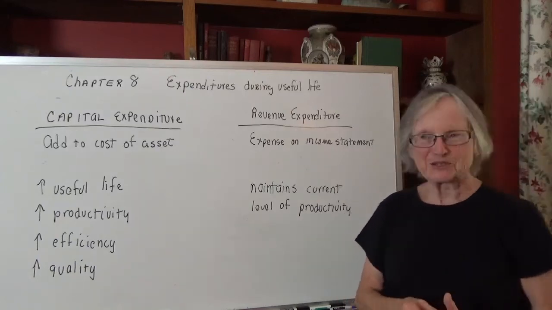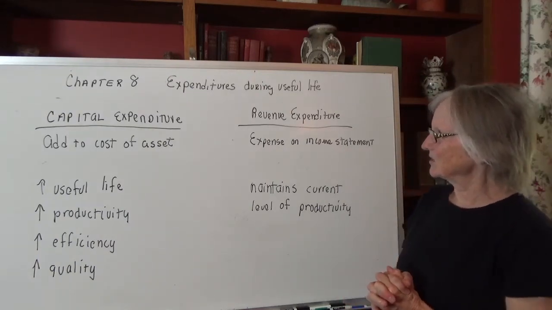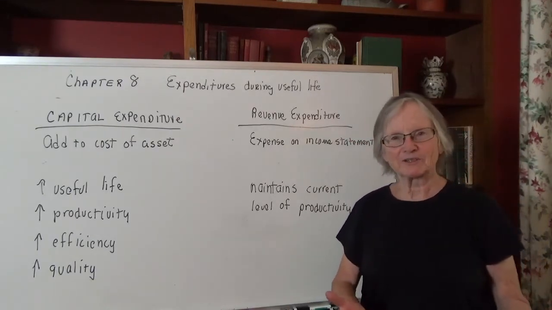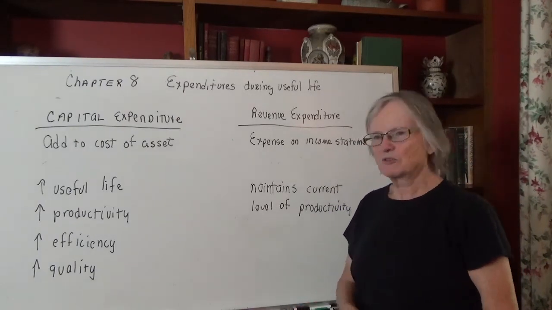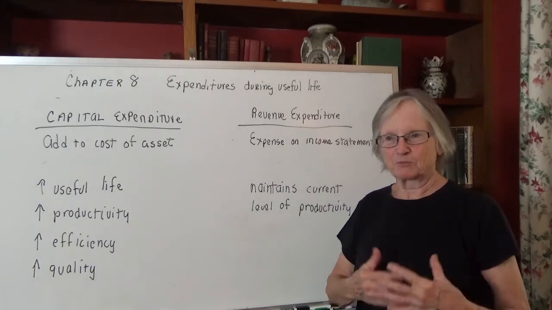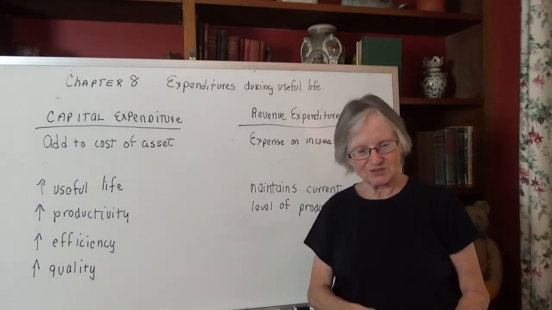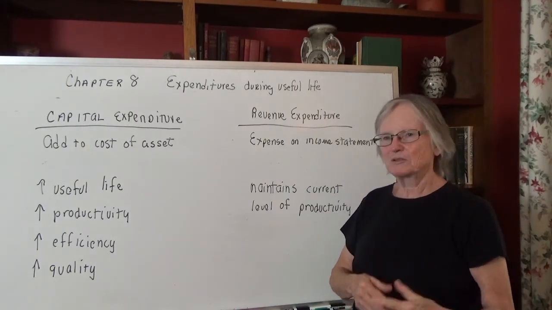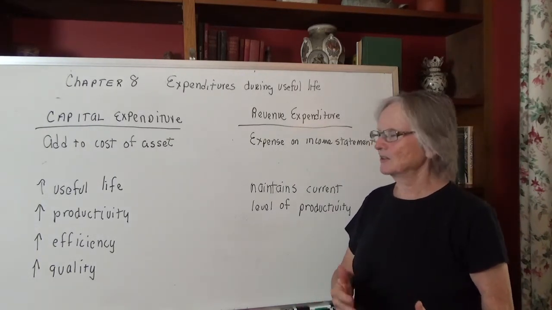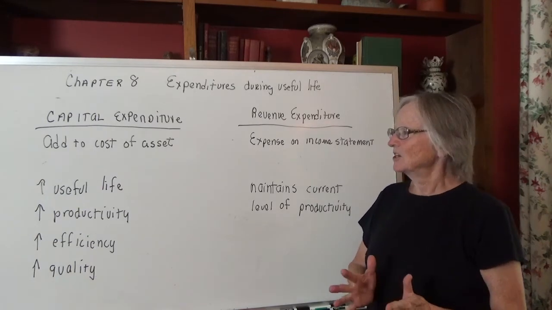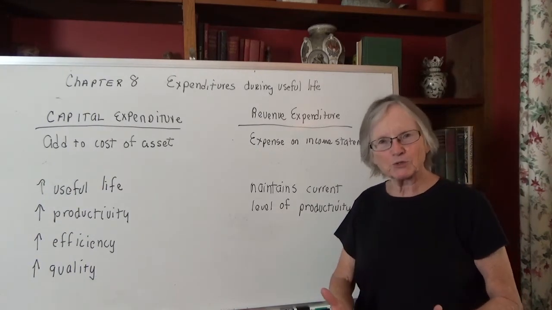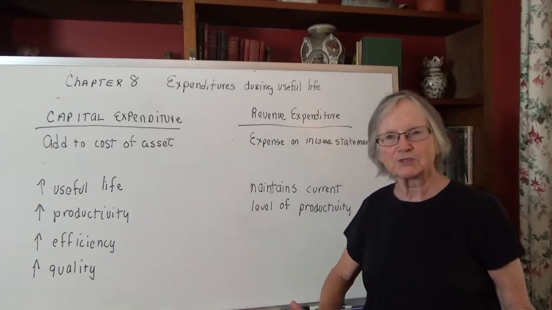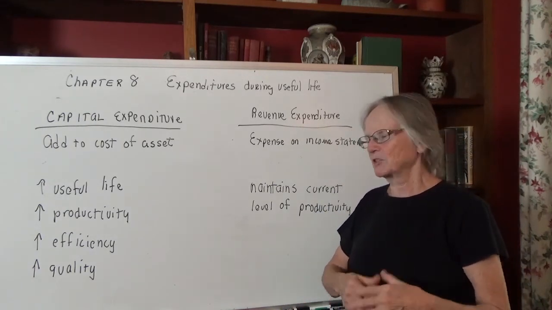So we're still on Chapter 8, and right now we're on expenditures during the useful life. So what are we talking about here? We've bought the truck, we've bought the building, we've put it on the books at its cost, as we talked about before, and now we've been running it a while and we have some additional expenditures. So we could have to pay for an oil change, maybe it's an engine rebuild, maybe we're painting a building, the office building. There's all different kinds of things.